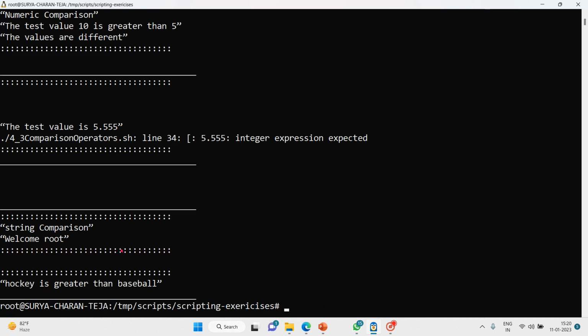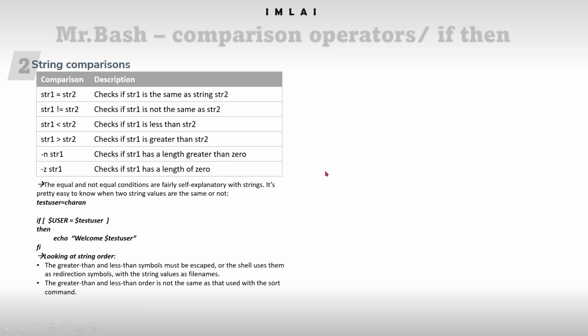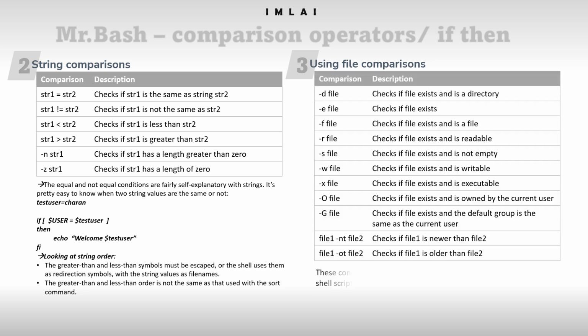Yes, let's see. Now hockey is greater than baseball. Okay, this is the misuse I was just talking about. So now we will look into the file comparisons. Till now we have seen the string comparisons. Now we will look into file comparisons.